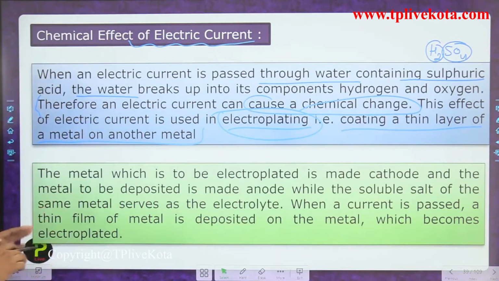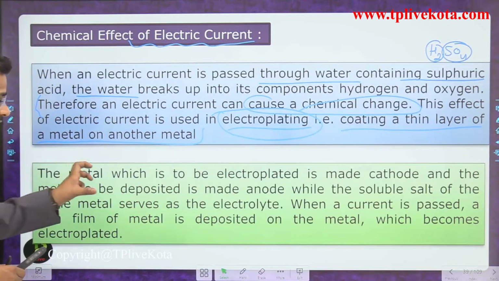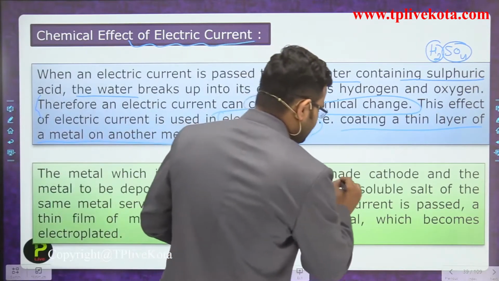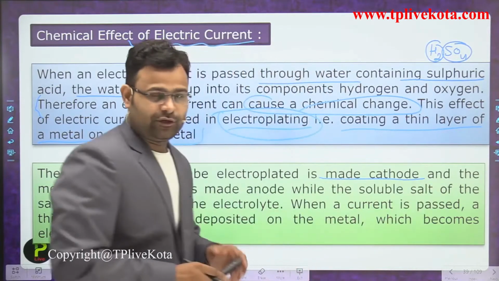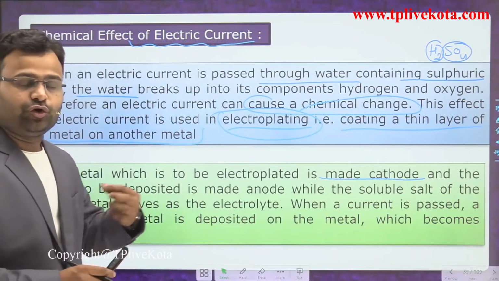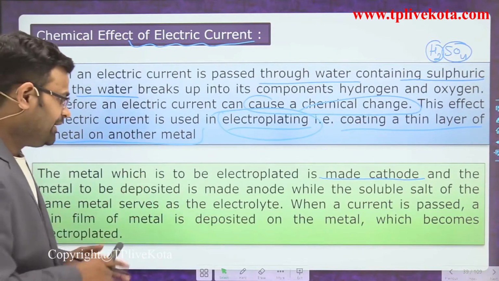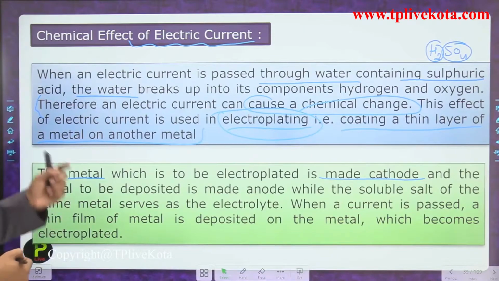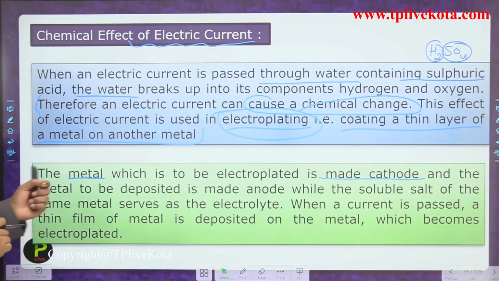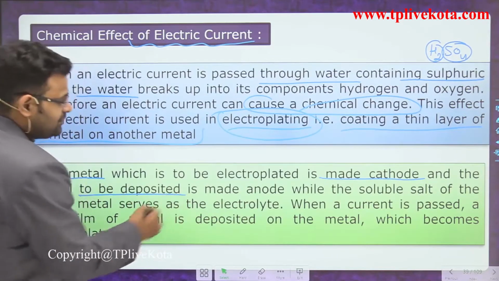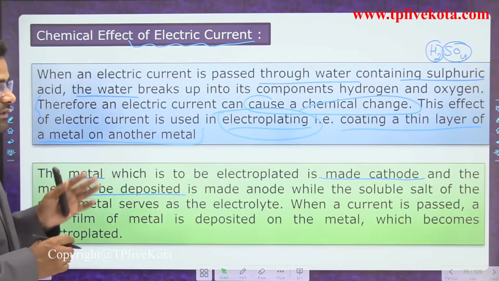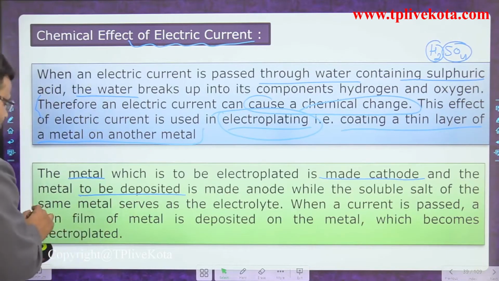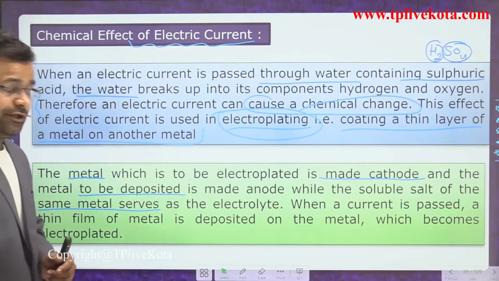Now, the metal which is to be electroplated is made the cathode. When you want to coat any material, the object to be coated is connected to the cathode, and the metal to be deposited is made the anode, while a soluble salt of the same metal serves as the electrolyte.